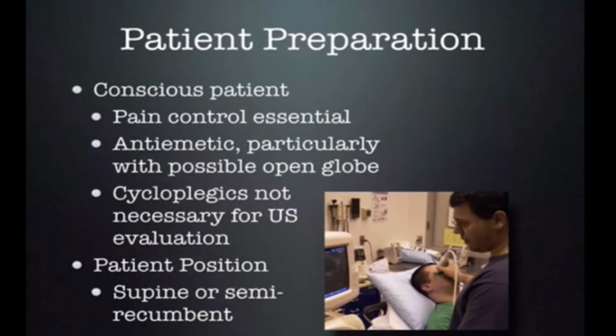Some people wonder how to do this on a patient. Well, the patient is going to be conscious, so pain control is essential. Some eye pathology is quite painful, so if the patient is in pain, it's hard to get a good exam. If they're having vomiting, then giving them an antiemetic would be particularly useful. There's a potential open globe. And cycloplegics are not necessary for the ultrasound evaluation of the eye. We image through the closed eyelid, so the iris itself is not a problem.